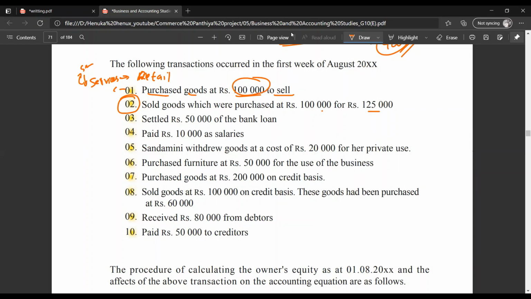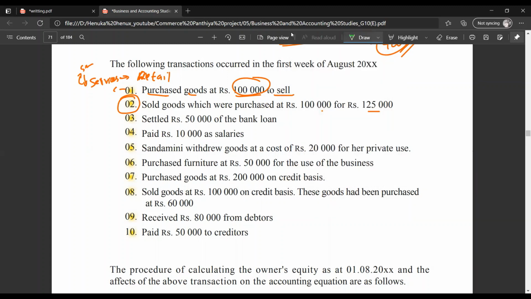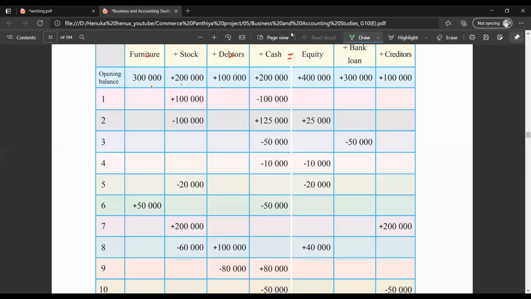Guys, listen carefully. This type of transaction is the one that needs a little thinking. Others are very straightforward and there are only two impacts, right? Like I said earlier. But here, let me show you that example. Here, number 2 has gone to 3 places of the equation, right?